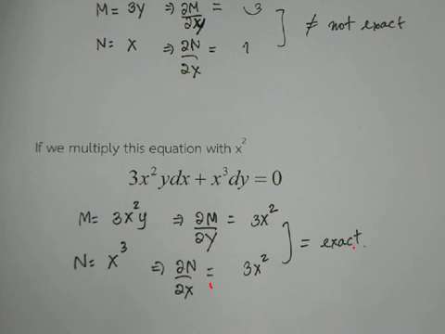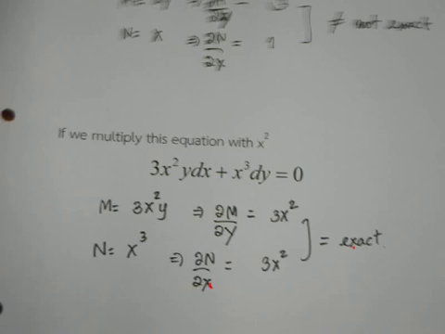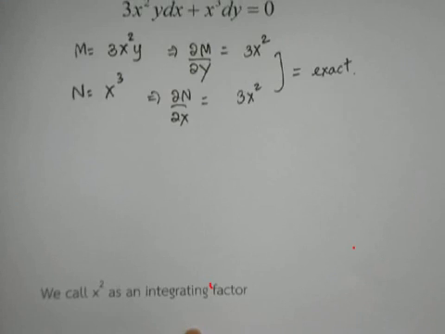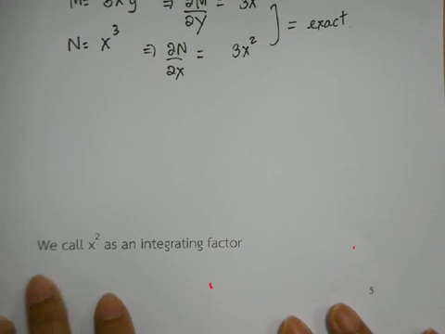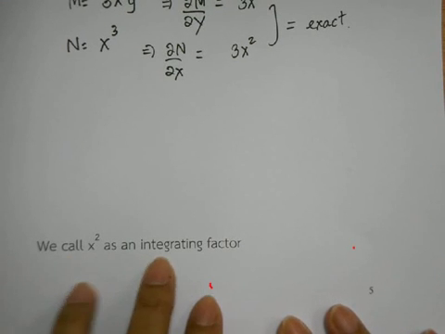So any function that you multiply into an equation which is not exact, and it turns that equation from not exact to exact, that type of function we call an integrating factor. So I said, okay, then we call x squared an integrating factor.